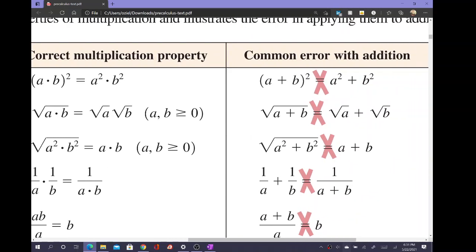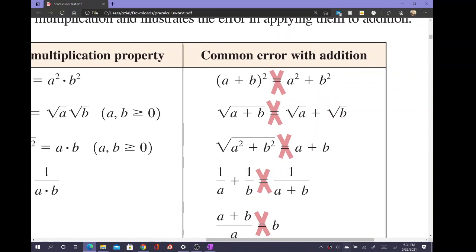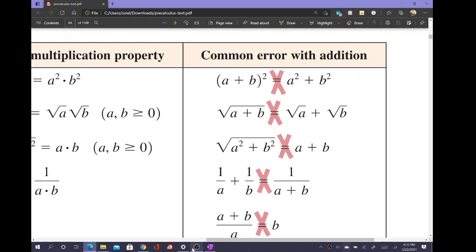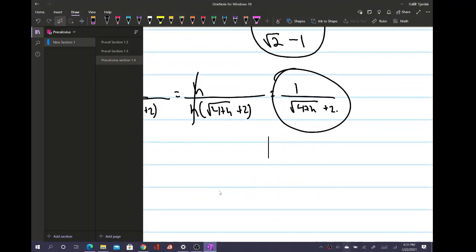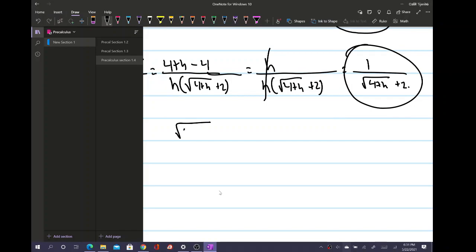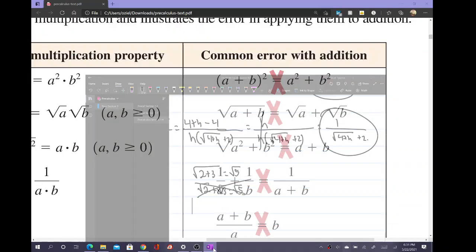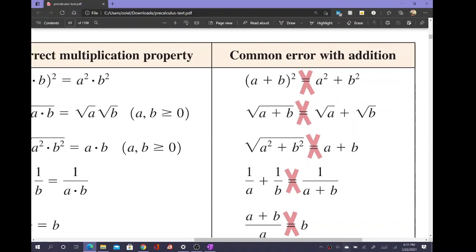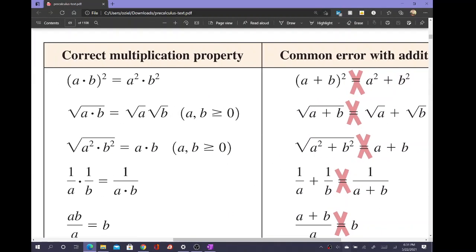Okay. However, people think that the square root of a plus b equals the square root of a plus the square root of b. No, that is not true, because when I say the square root of 2 plus 3 equals the square root of 5, that's not the same as if I said the square root of 2 plus the square root of 3 equals square root of 5. No. And you can check that with a calculator. So that's why they give you this property.